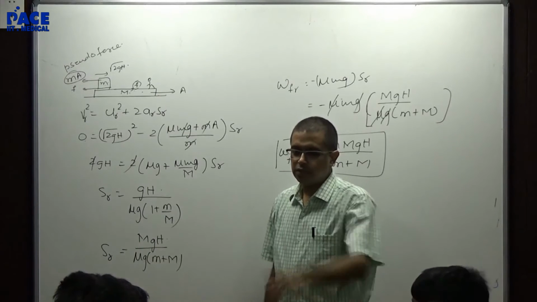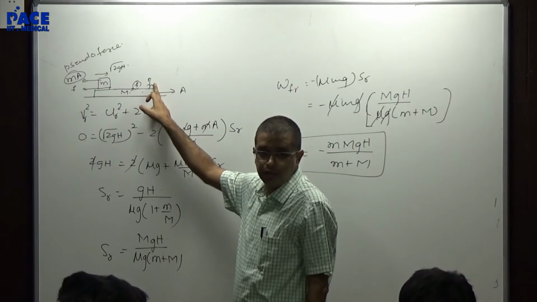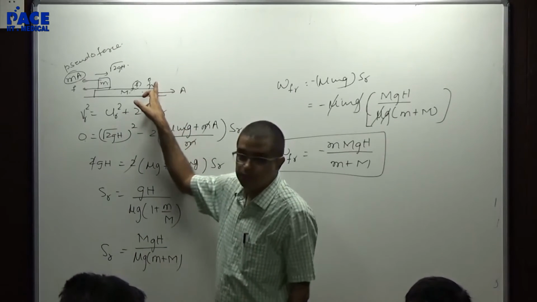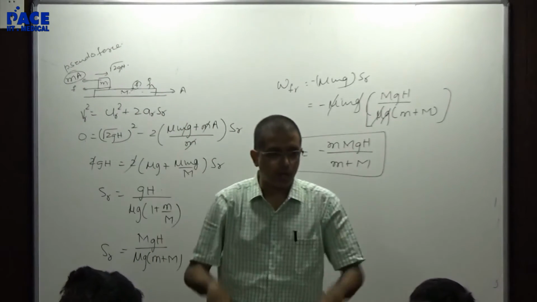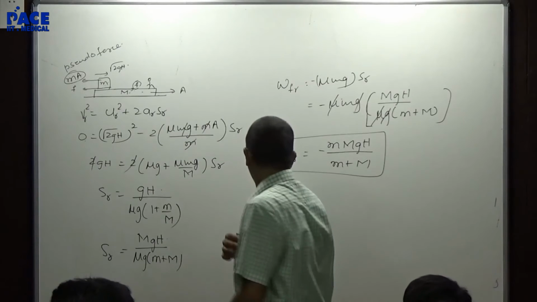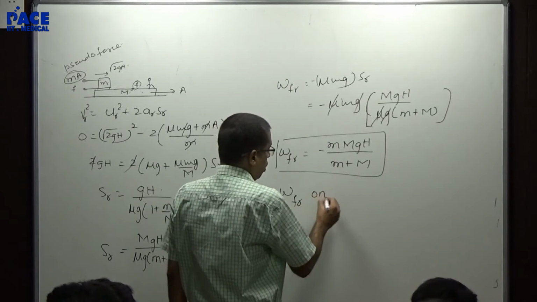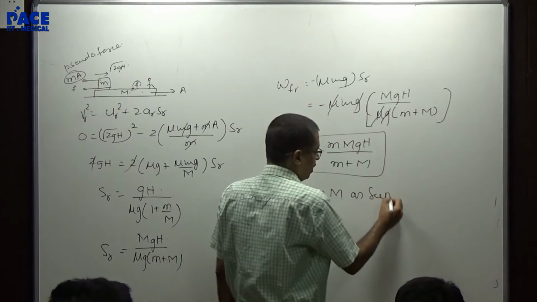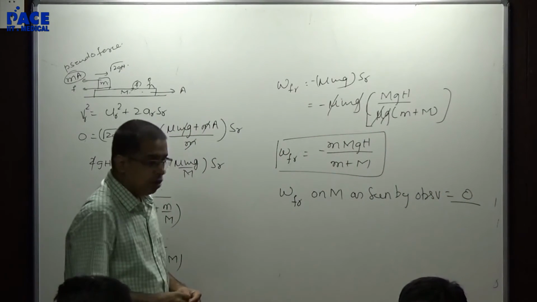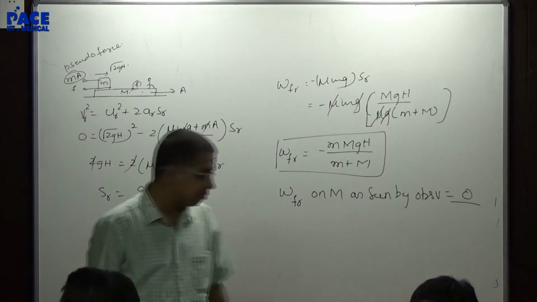So he's standing on that. Wonderful. Displacement of capital M is 0 with respect to this man. So work done by friction on capital M is 0 with respect to this observer. This observer is standing on capital M. What will be the displacement of capital M for him? 0. So work done by friction on capital M as seen by the observer will be 0 because the displacement is 0. So this will be the net total work done by friction on both the blocks put together.